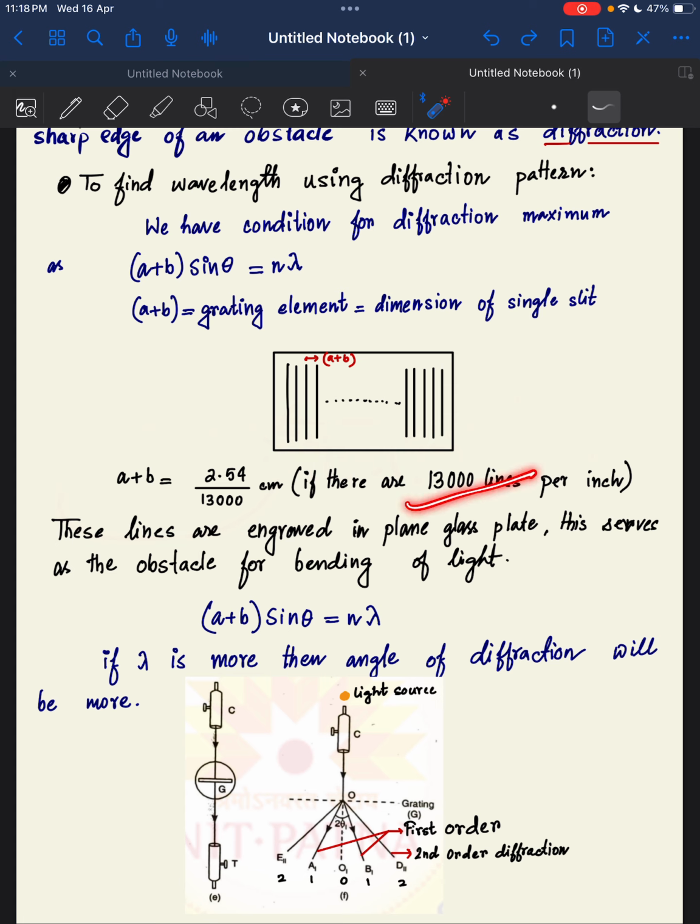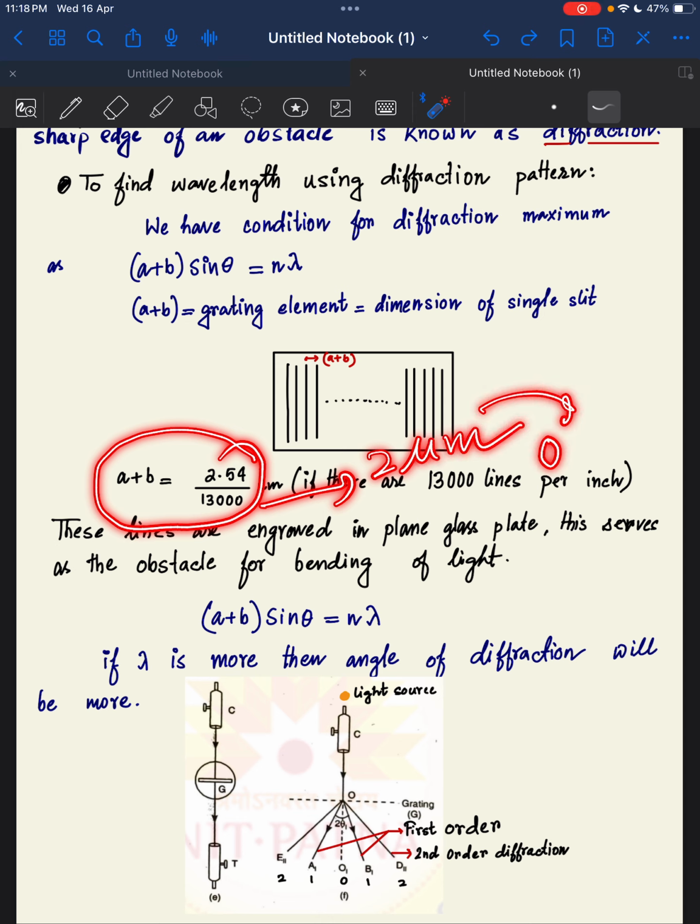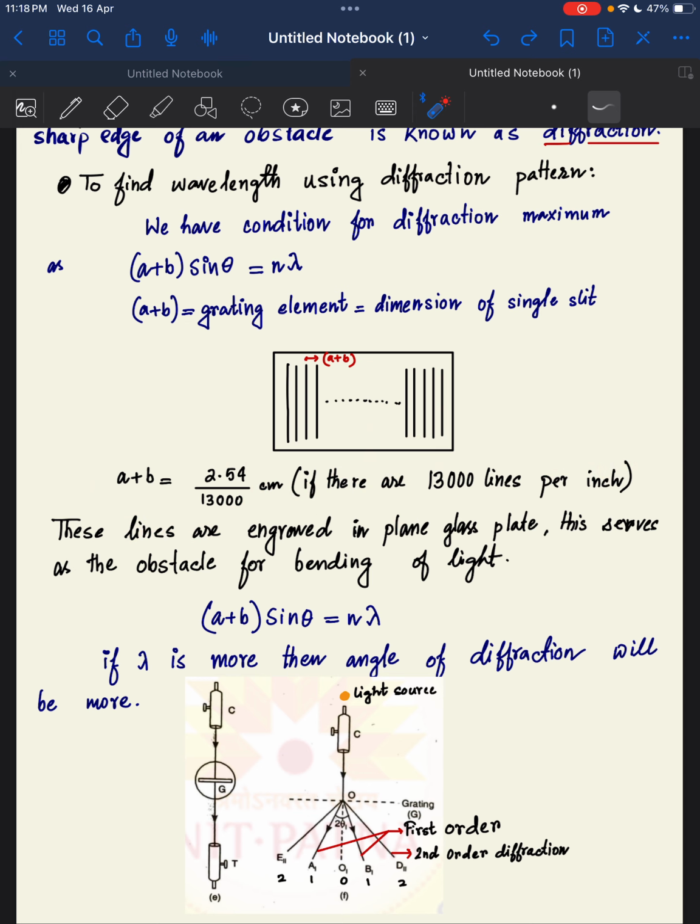So this is nothing but the grating element. If you calculate, this is close to almost 2 micrometer, and we have visible light up to 0.7 micrometer for red. So this dimension is almost comparable to each other. That is why we can have a diffraction pattern using this kind of plane transmission grating.